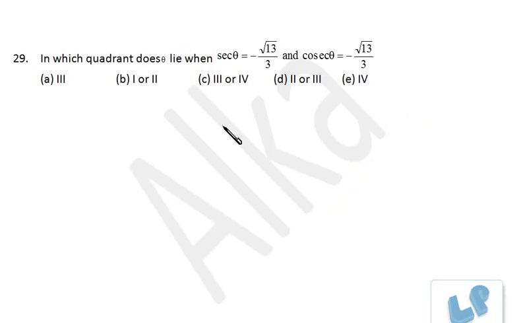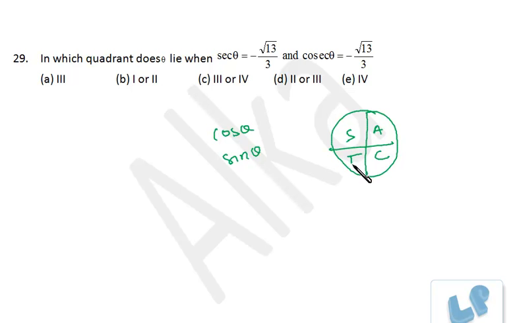Now this problem here: in which quadrant does theta lie when sec theta and cosec theta are negative? Sec theta is negative, that means cos theta is negative, and cosec theta is negative, that means sin theta is also negative, right? Quickly draw the circle, all sugar, tea, coffee, right? In the third quadrant, sin and cos, both of them are negative. So if sin and cos both of them are negative, then it will be quadrant 3 only. No alternative is there. Only this quadrant has sin and cos both negative. So it's third only.